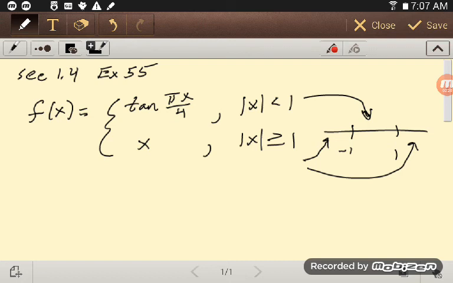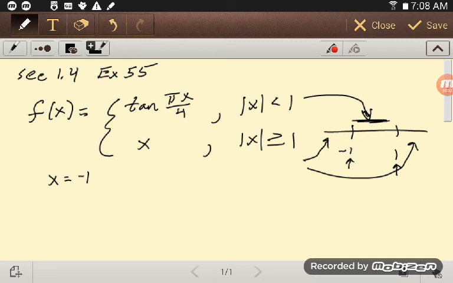So notice that tangent of pi over 4x is well defined inside here. So the tangent function itself, I don't have to worry about its discontinuities. And x, I certainly don't need to worry about its discontinuities. So if I'm going to have any, they're going to be right here at -1 and 1. Let's look at what happens at x equals -1.